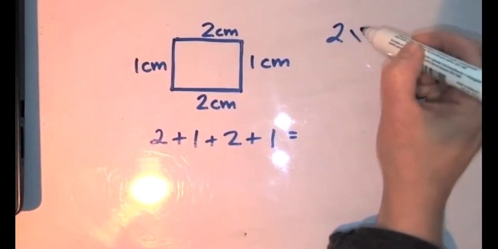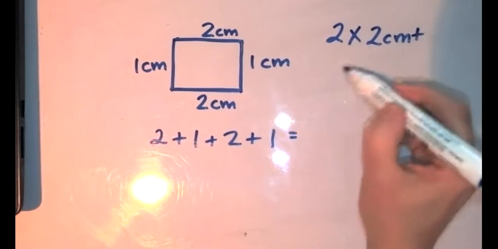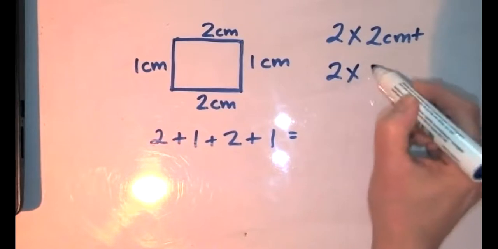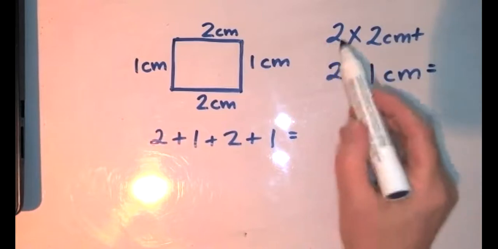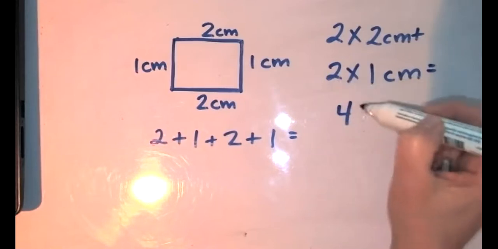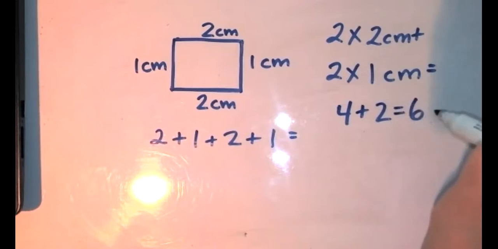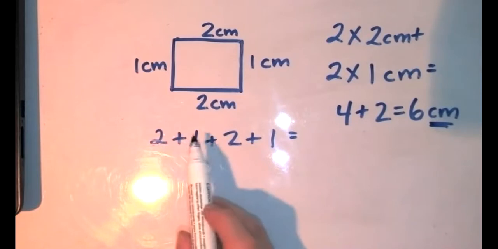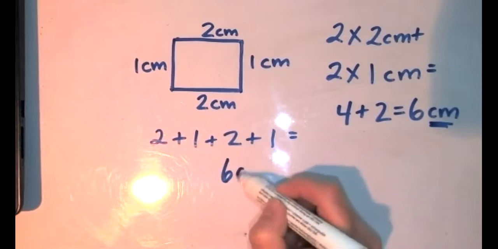2 sides that are 2 centimeters long plus 2 sides that are 1 centimeter long. I'm adding them together. So I would go 2 times 2, which is 4, plus 2 times 1, which is 2, which is equal to 6. And I have to say centimeters because I have to put in the unit of measurement. And if I add this, 2 plus 1 is 3. 3 plus 2 is 5. 5 plus 1 is 6. So I get 6 centimeters.